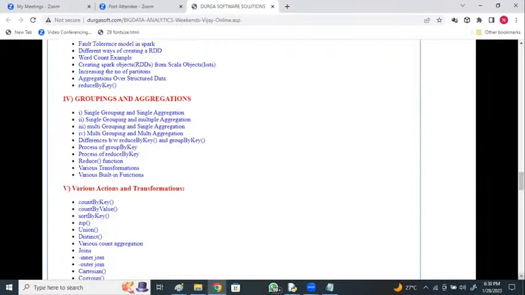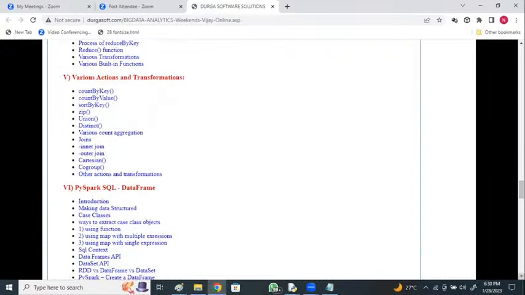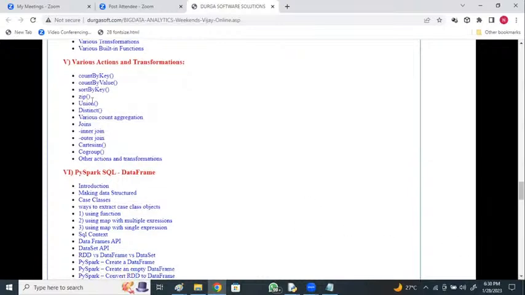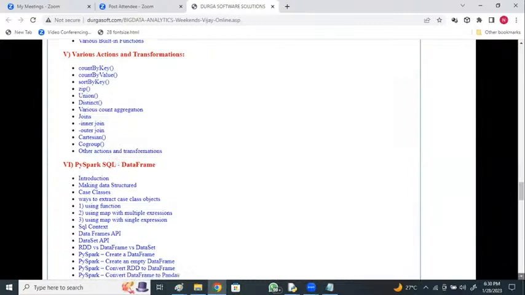Various one by one actions and transformations: count by key, count by value, sort by key. These are inbuilt transformations and actions, so we don't need to write huge code. Then various joins, inner join, Cartesian, PySpark SQL, data frames, right?